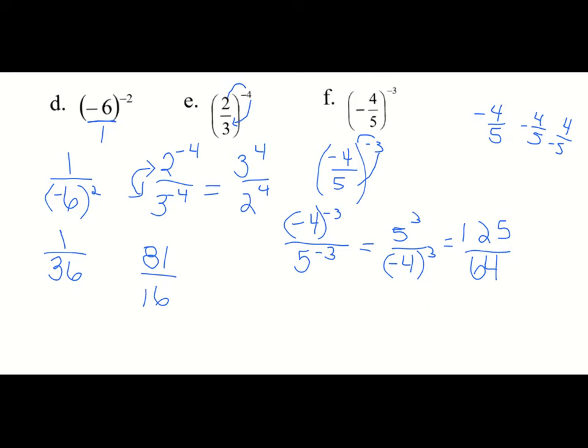There's no common factors. It is an improper fraction like the 81 over 16, but you'll find that improper fractions are okay as long as they're in simplest form. We don't often turn them into mixed numbers because oftentimes if we have to multiply or divide with them, they need to be improper fractions. So we're going to leave them in improper form.